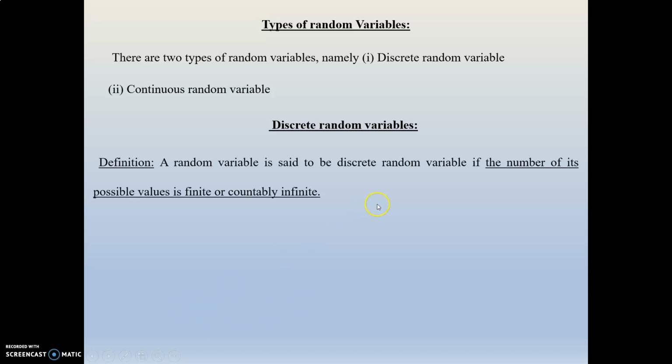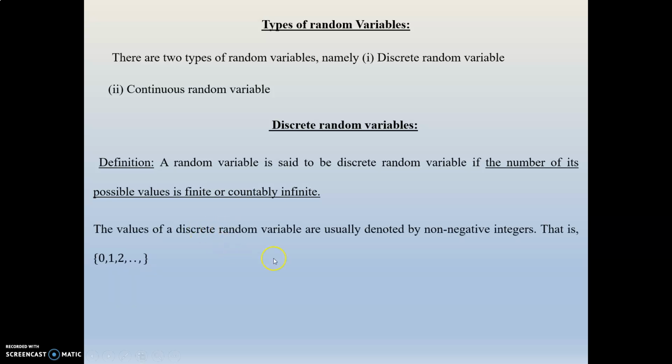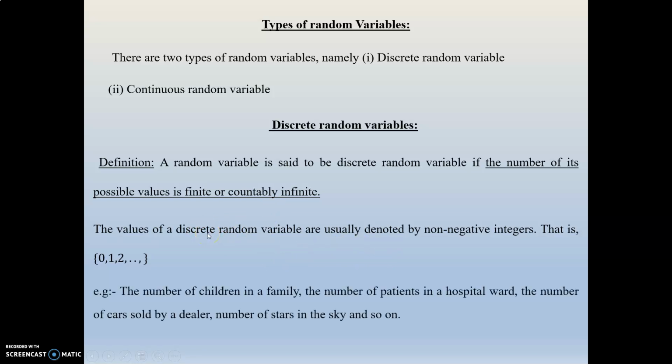A random variable is said to be a discrete random variable if the number of its possible values is finite or countably infinite. So its number of possible outcomes will be finite or countably infinite. Then it is called a discrete random variable. The values of a discrete random variable are usually denoted by non-negative integers, that is the set 0, 1, 2, 3, etc.